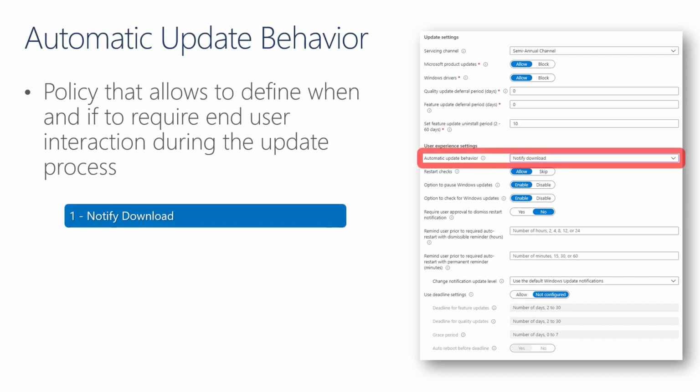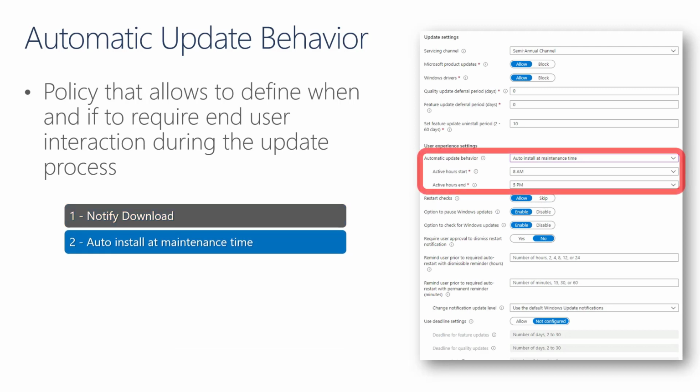The first option is to notify for download, but this option may impact the velocity or convergence time since the update will not begin until the end user takes an action to initiate the download, or once the deadlines are reached. The second option is to auto-install at maintenance time. The device in this case will attempt to install the updates when the device is not in use. The user will then be notified when to schedule a restart.